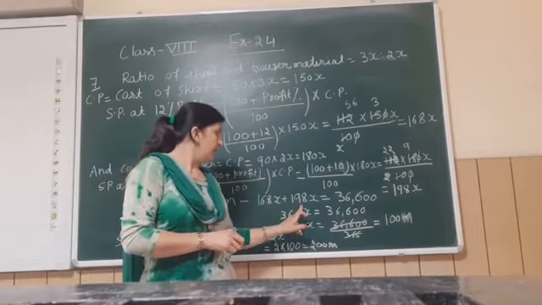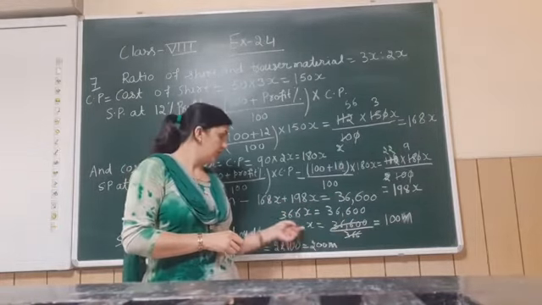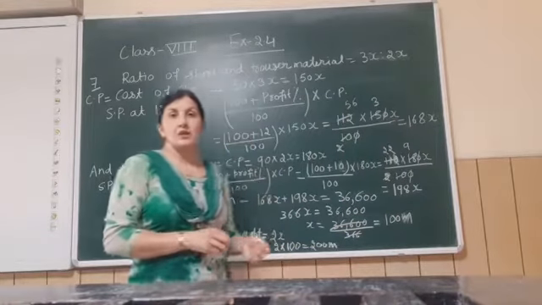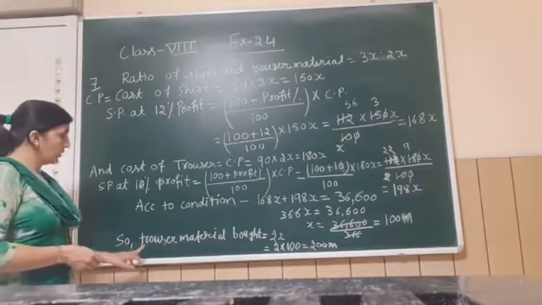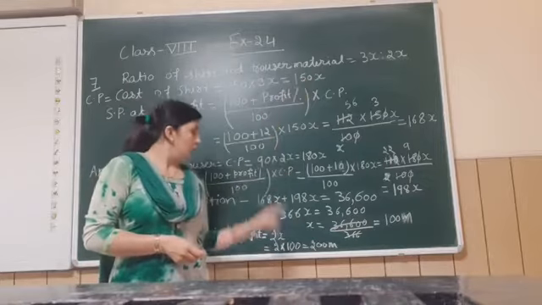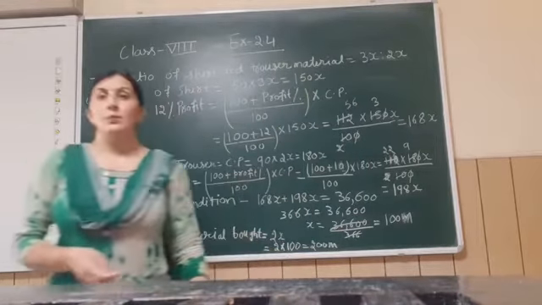So we add the x terms, and x comes on the left, and on the right hand side there is the constant term. The rule is the same. We find the value of x. X is 100 meter. Then they ask about trouser material. So trouser material bought is 2x, 2 multiply 100, it is 200 meter.